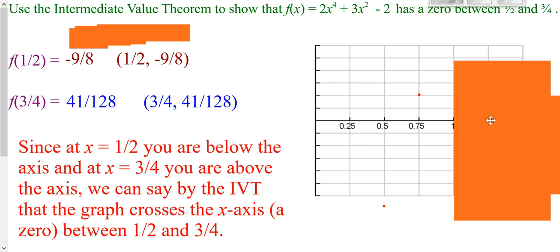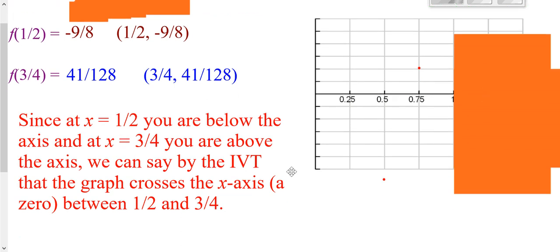And write this down, because you will have to be writing out this sentence once you get to your test. At x equaling 1/2, you're below the x-axis, and at x equaling 3/4, you're above the x-axis. We can say by the intermediate value theorem that the graph must cross somewhere between 1/2 and 3/4.